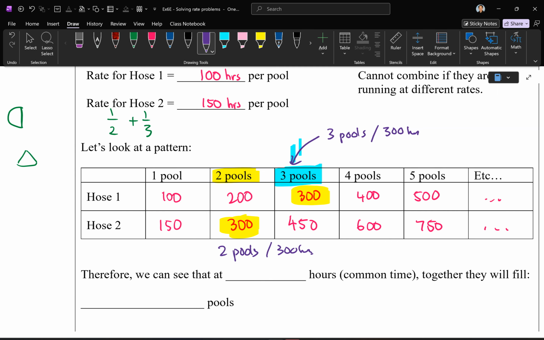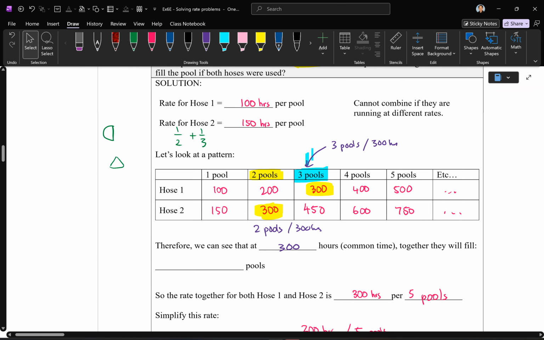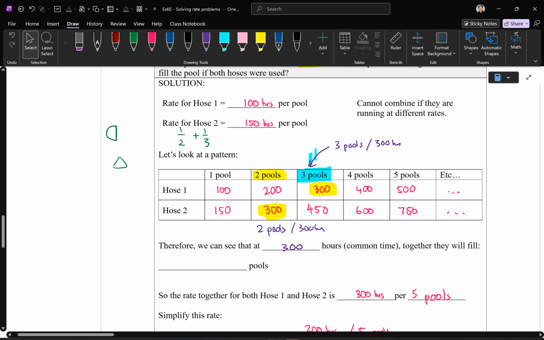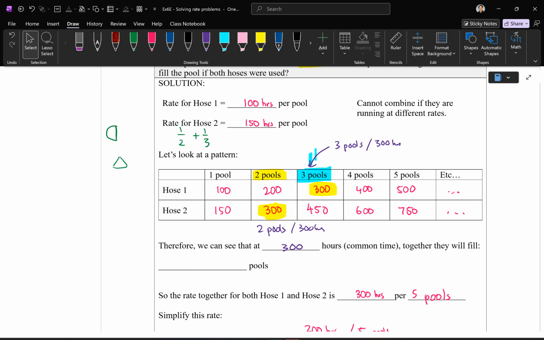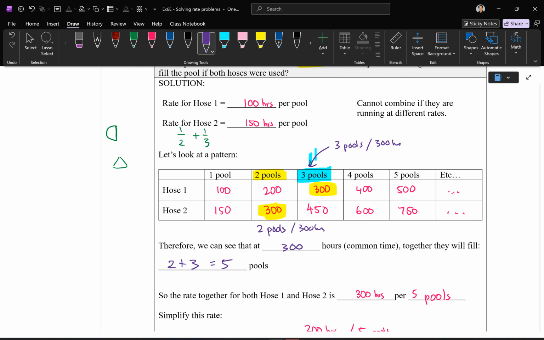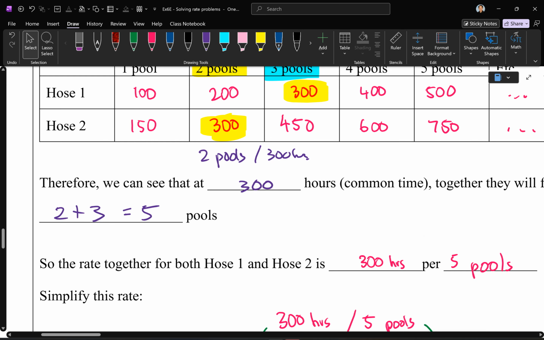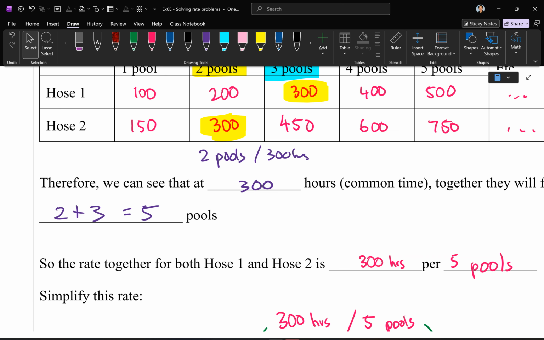So in 300 hours, both of them have the same rate now. They both run per 300 hours. Because of that, every 300 hours, with 2 hoses together, how many pools can they fill up? Not 4, 5. Because one hose can fill up 2, the other hose can fill up 3. So 2 plus 3 gives you 5 pools per 300 hours. This is why I wrote that together, hose 1 and hose 2, every 300 hours, will fill up 5 pools.